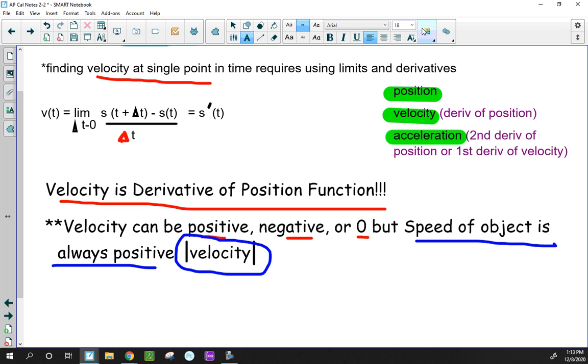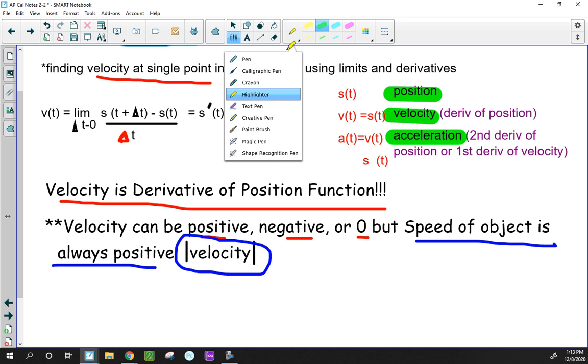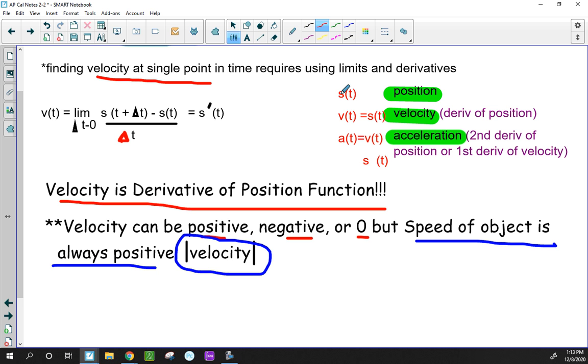And make sure that you understand this. Position, we write as s of t. Velocity, we say v of t, which is the same thing as s prime of t. I'll come back to that. And acceleration is a of t, and that's the same thing as v prime of t, or s prime prime of t. Make sure this is clarified.